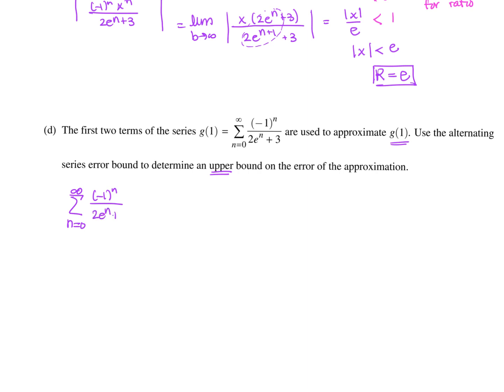So our first term would be when n equals 0. So you're going to have positive 1 over 5. If we plug in n equals 1, we're going to get negative 1 over 2e plus 3. And I'm going to plug in another one, n equals 2. I'm going to get a plus 1 over 2e squared plus 3. Now it says I'm going to use the first two terms, which means I'm going to truncate it right here.